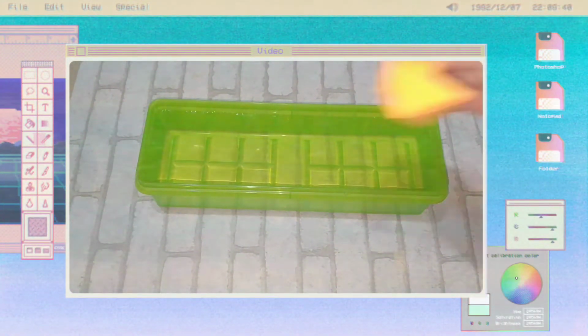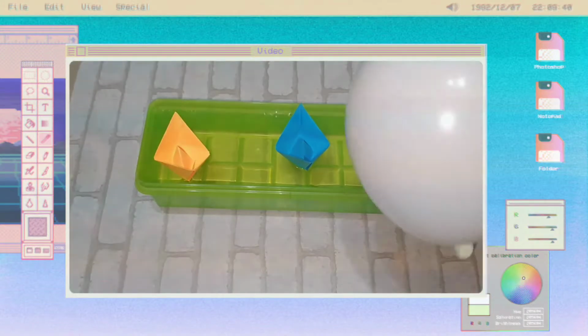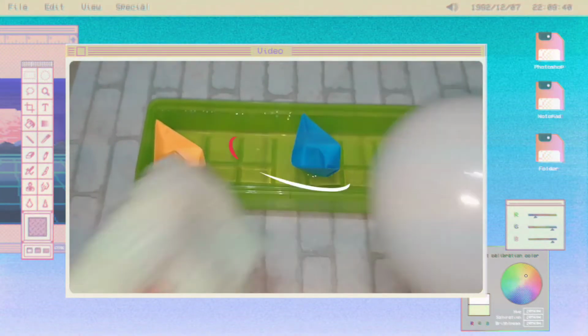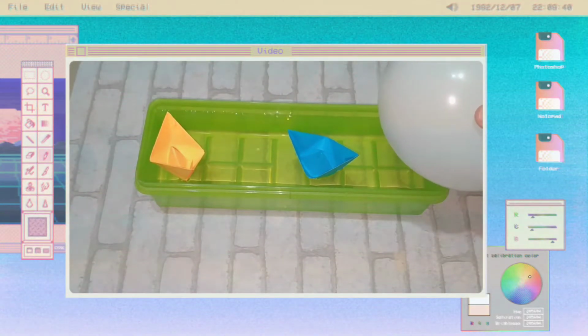After filling water in the container, let's put the paper boat we made in the water. Then let's rub the balloon on the towel and put it near the boat and observe what happens.